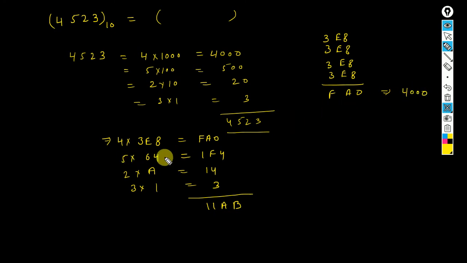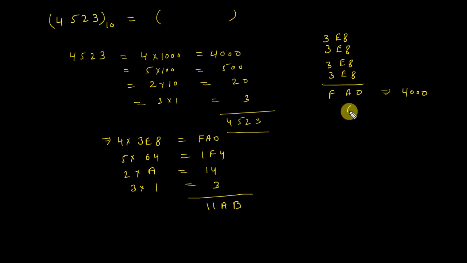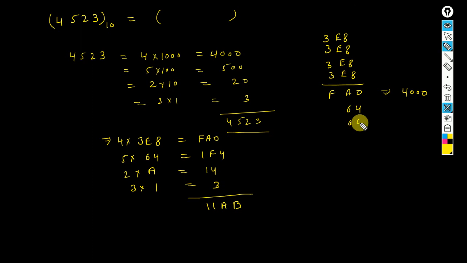Suppose in this number we add 64 five times. 64, 64, 64, 64, 64. So we add 64 five times, so this value is 1F4.